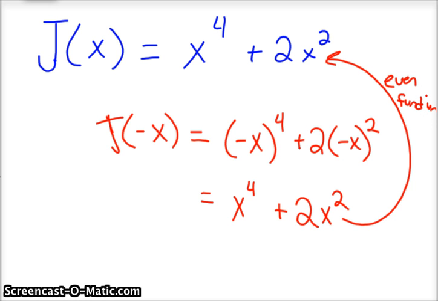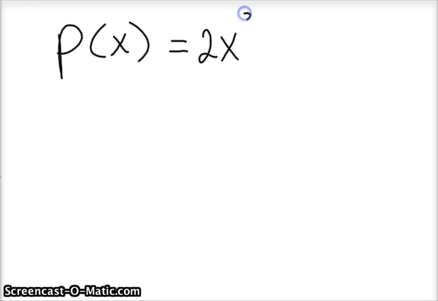And that's even and odd functions. I could give you example after example, but when you substitute negative x in and you come up with your original function, it's even. If you substitute negative x in and you come up with a negative version of the same function, it's odd. And if you substitute negative x and you don't come up with either of them, then it's neither odd nor even. I could do one more example.